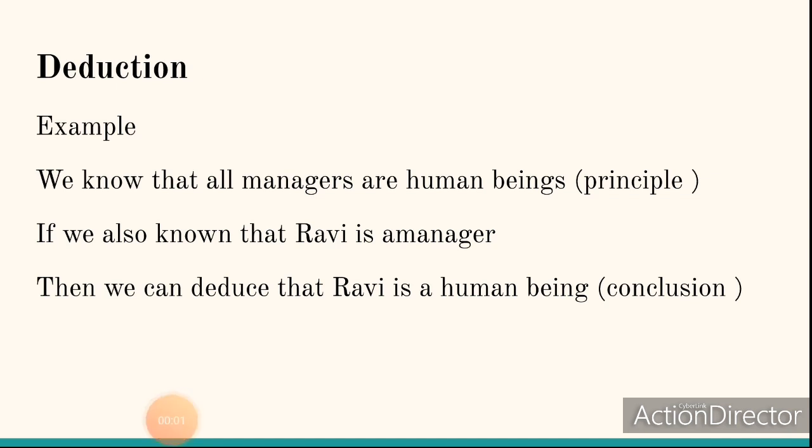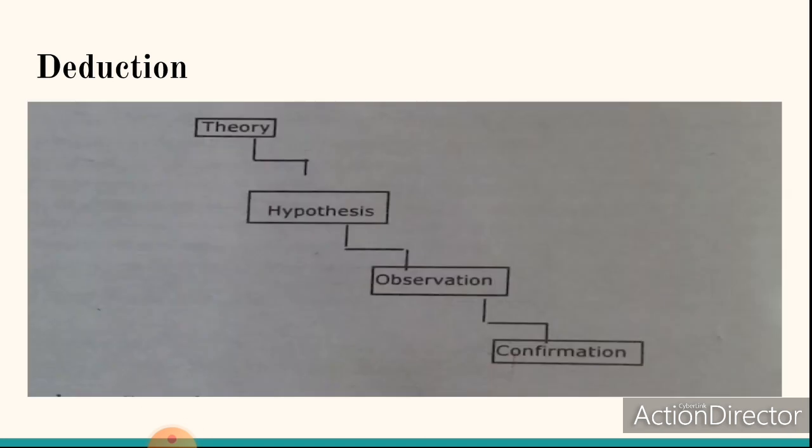Now we can explain this concept with an example, that is, all managers are human beings. This is the principle. From this principle we can make a conclusion. All managers are human beings. Ravi is a manager, so Ravi is also a human being. This is the process of making deduction. That means from general principle we can make the conclusion. Now see this diagram. In this diagram we can clearly understand how deduction process is conducted. From a general theory we can make a confirmation. So these are all about deduction.